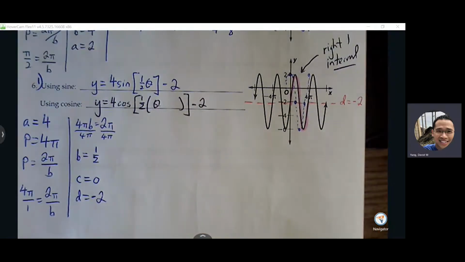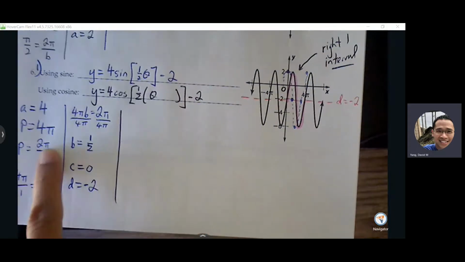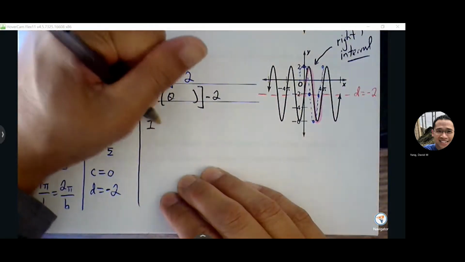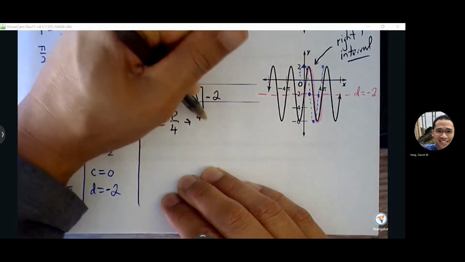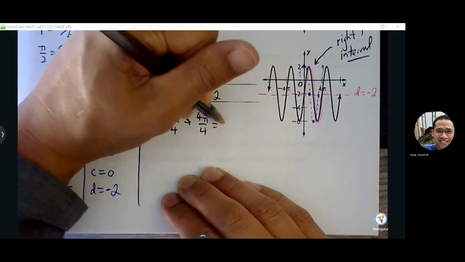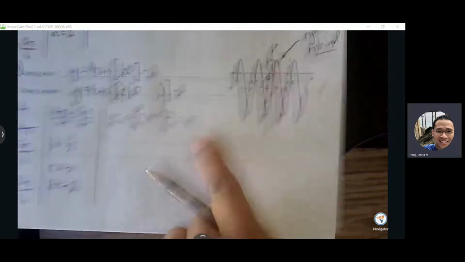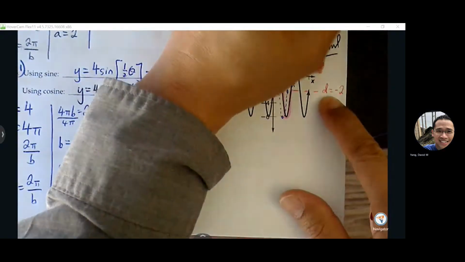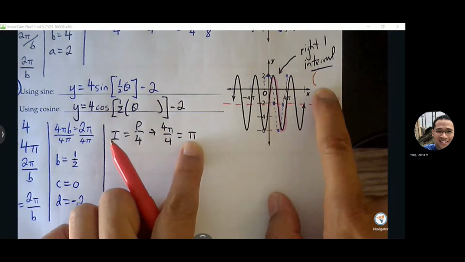So again, we got to do the job of finding that interval, right? What is one interval? Well, we know what the period is, right? The period is 4 pi. So how can I find that interval? So I know my interval is pi. I know I'm going to move to the right. So what's that going to look like? What's right one minus?